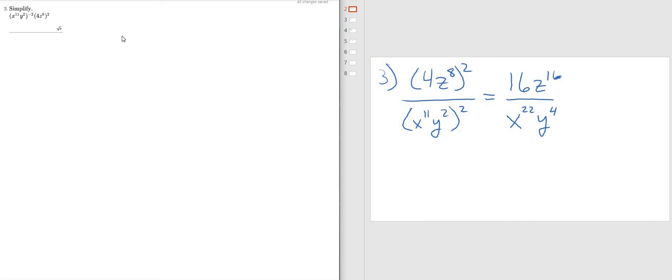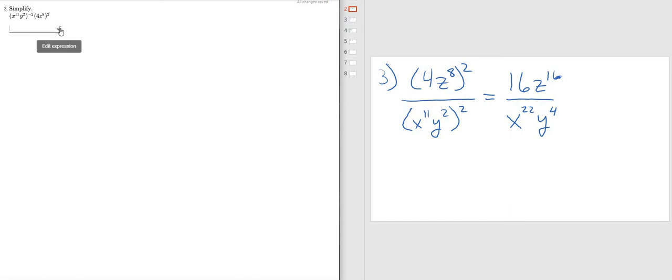So number three, simplify this expression. Anytime they say simplify, we don't want negative exponents in it. If there's any fractions, we want to reduce them as best we can. I've worked it out over here, and again, I'm not going to spend too much time on how we solve it. I want to show you how to type it in. But notice the negative exponent, I did move down to the bottom, to simplify things. So here is our final answer, 16z to the 16th all over x to the 22nd, y to the 4th. Let me demonstrate how to type that in.